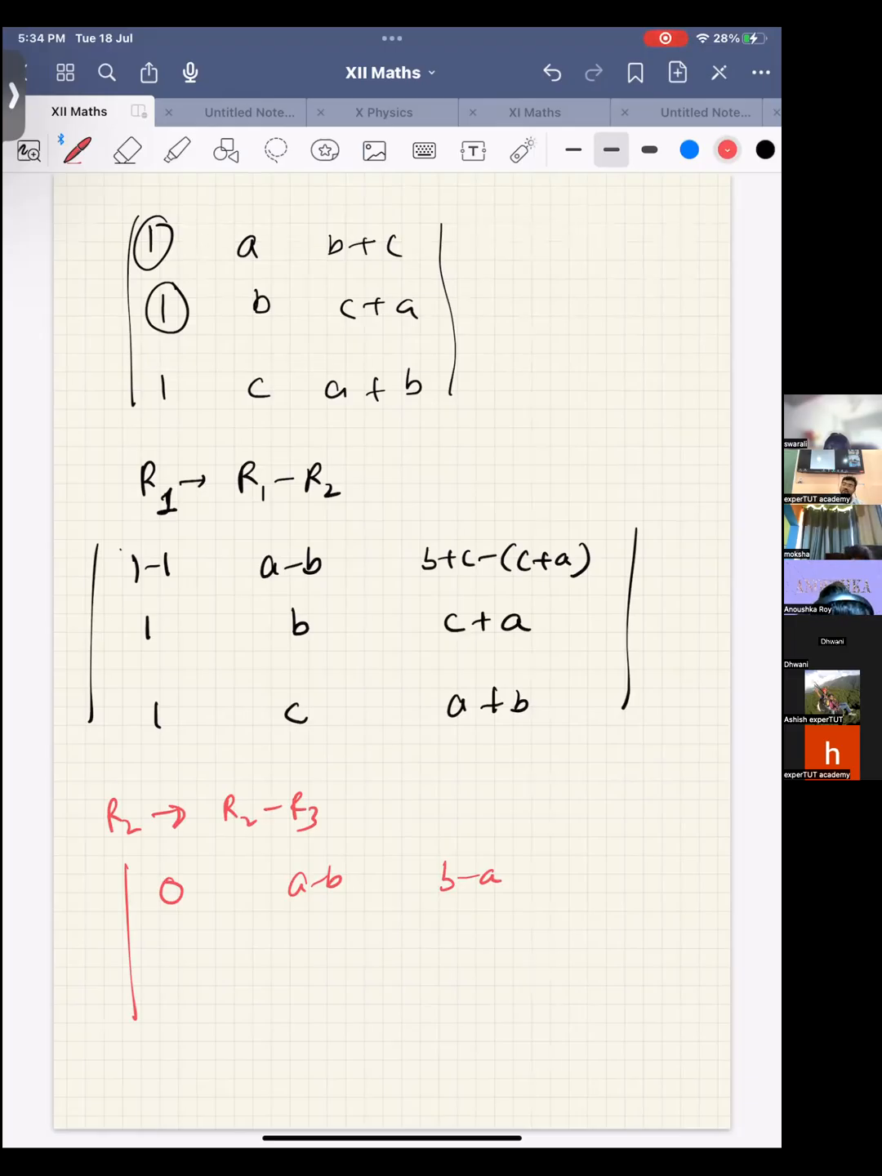B minus C. Yeah, you will get B minus C in R2. No, this is 0. If you do R2 is R2 minus R3, this is 0, right? Fine. This is B minus C.